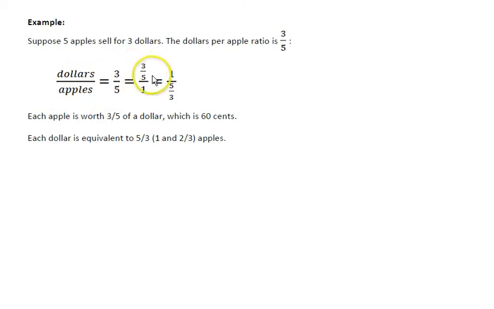And looking at it that way, each apple, which is on the bottom, is worth 3/5 of a dollar. So if we have one apple here on the bottom, its dollar value is 3/5 on the top. And 3/5 of a dollar is 60 cents. Or, looking at the other ratio here, each dollar, when we have 1 on the top, is equivalent to 5/3 or 1 2/3 apples.